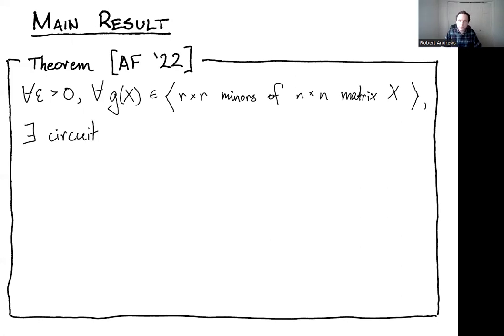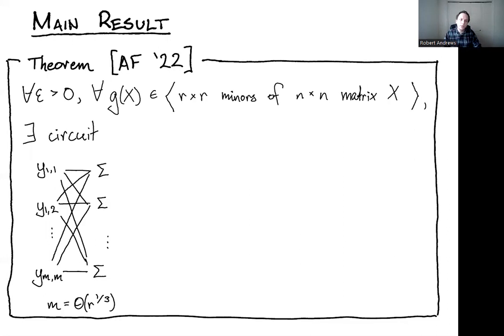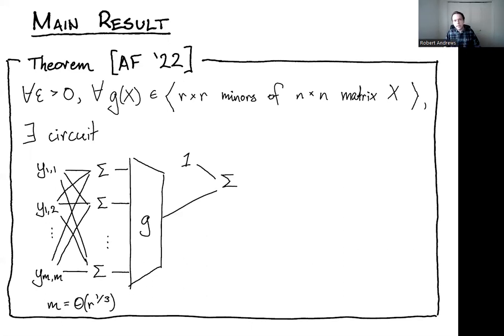So here's the setup. Here's what we're going to do. We're going to build a circuit. As input, that circuit will take an m by m matrix of variables, where m is going to be roughly the cube root of r. The first step is that circuit is going to compute a large number of linear combinations of these different input variables. Then we're going to feed those linear combinations into our subcircuit that computes the polynomial g. We take the output of whatever the g circuit computed, and we compute some linear combination of that and the constant 1. This gives us as output some polynomial that I'll denote as f sub epsilon of y.